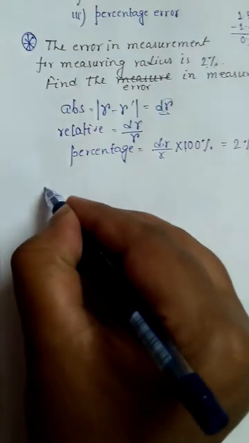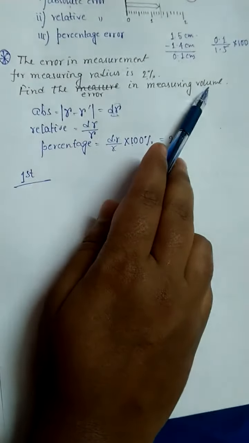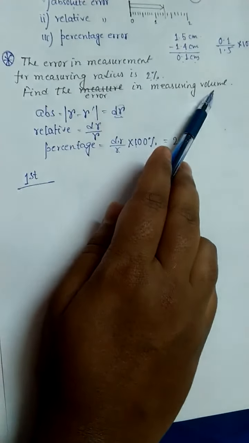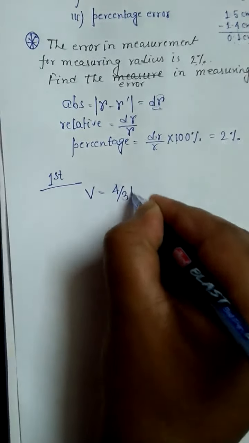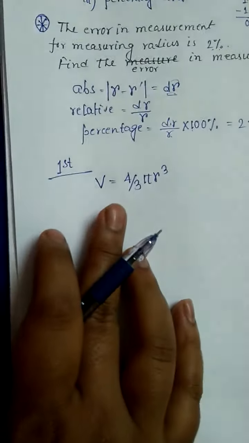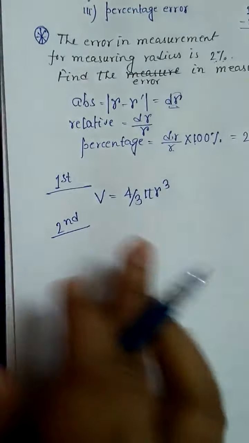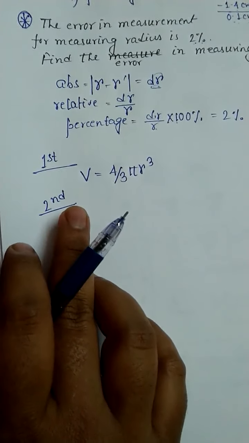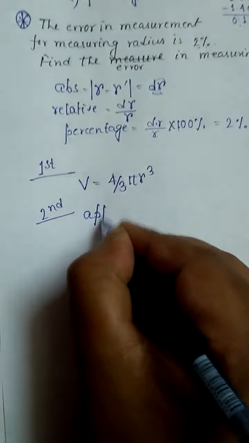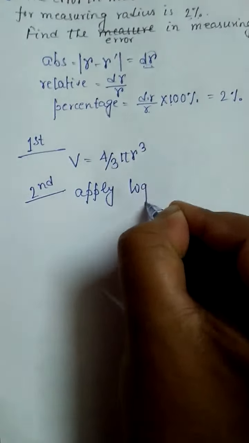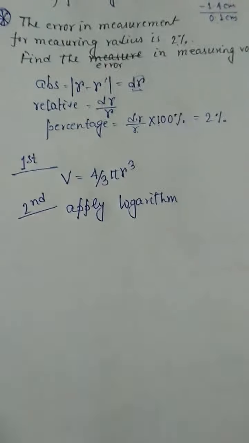So first step, step 1, find the formula for calculating the error. The volume of a sphere, that is V, the formula is 4/3 pi r cube. This is the formula, so step 1 is complete. Step 2, the second step. These steps are applicable for all processes and all formulas. Step 2, apply logarithm on both sides.